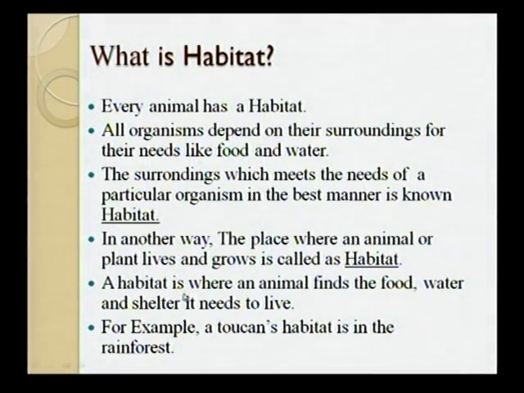And a habitat is where an animal finds the food, water and shelter it needs to live. For example, a toucan's habitat is in the rainforest. So friends, I think you get a clear idea about habitat, right? So friends, okay, that's fine. So let us discuss about ecosystem.